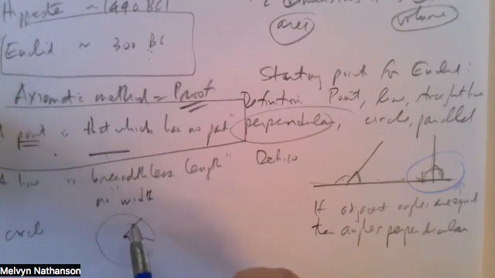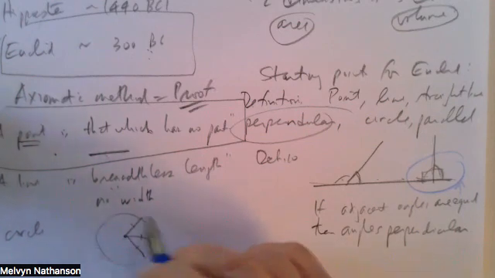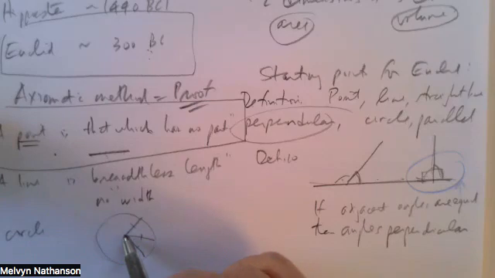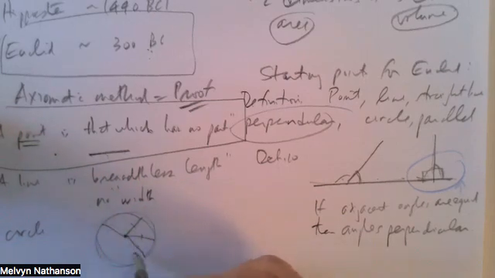But the geometrical definition, the only definition in Euclid for a circle, is you have some curve in the plane and a point, and the line segments from that point to any point on the curve have the same length. These all have the same length.